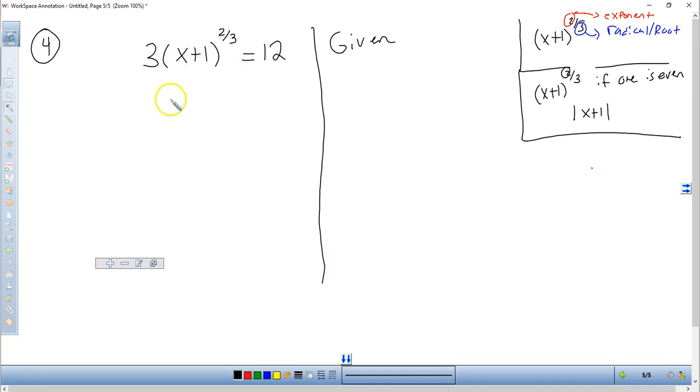All right, let's go ahead and get radical by itself. Divide by 3. So I get that x plus 1 to the 2/3 is the number 4.